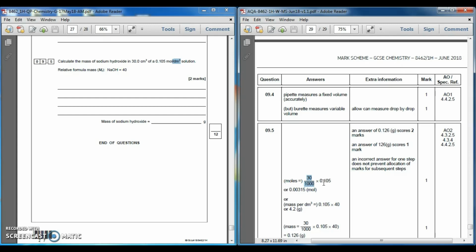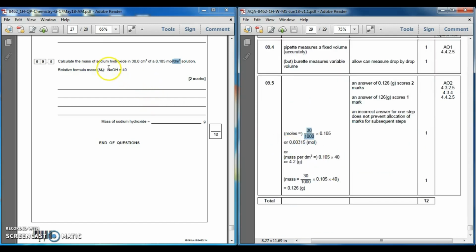So the reason it's times by 0.105 is to work out the moles, because concentration is the number of moles divided by the volume. So if you want to work out the number of moles, you're going to have to get the concentration and times that by the volume. So you should come out with 0.00315 moles. And obviously, if you didn't divide that by 1,000, first of all, it's going to be 3.15.